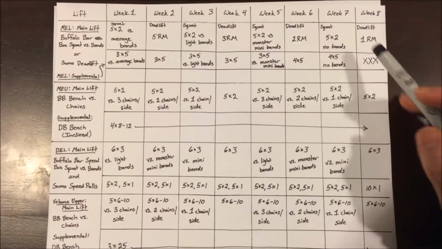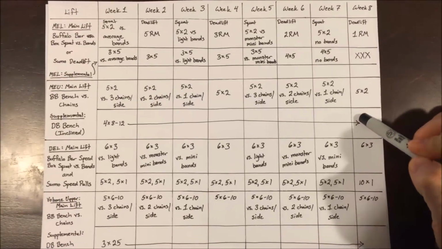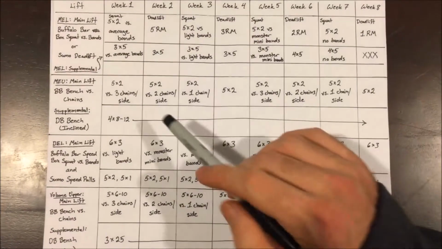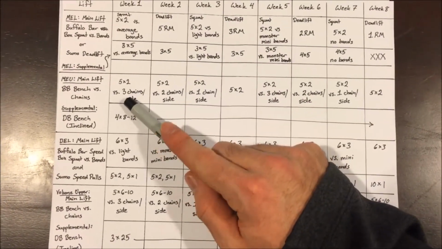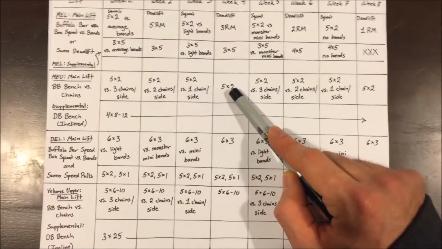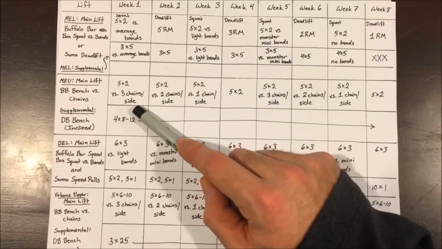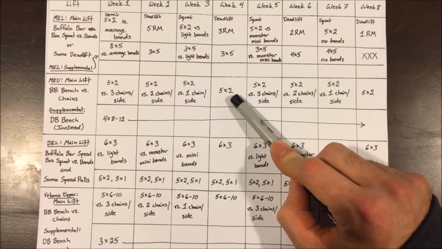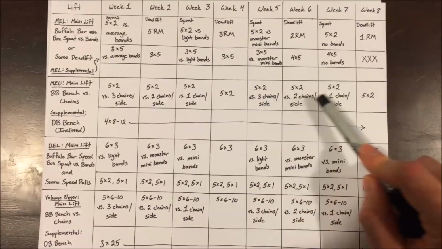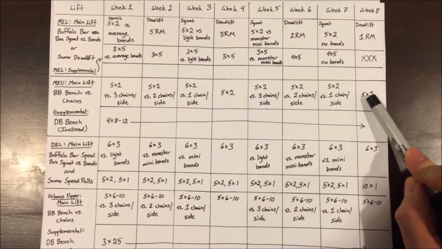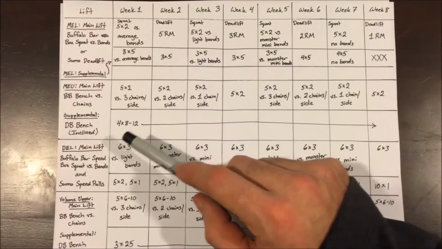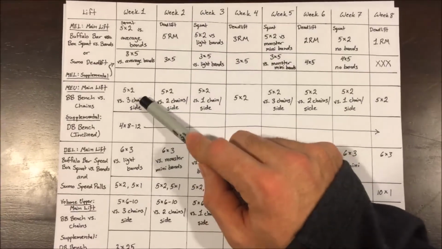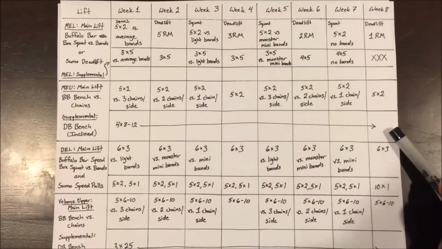Gonna get a little bit of recovery there, getting ready for the next heavy upper day for the bench. So you can see here that I'm doing 5 sets of 2 every week for bench, with gradually decreasing chain weight up until it's just the bar and the plates. And then I'm going to repeat the cycle for the last half of the 8-week block. And then for the supplemental lift, it's going to be 4 sets of 8 to 12 reps following the main lift for all 8 weeks.